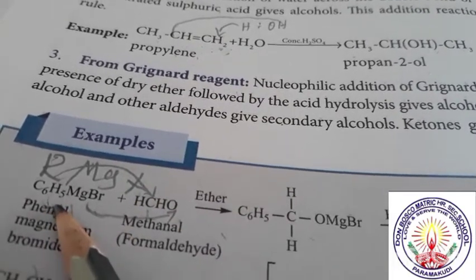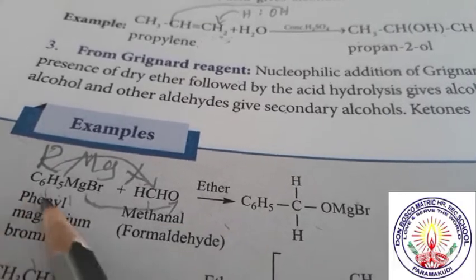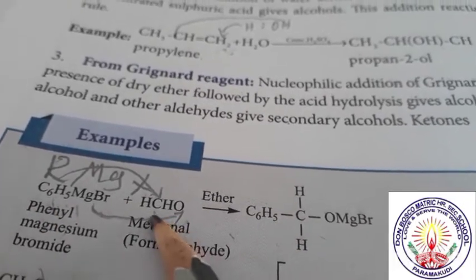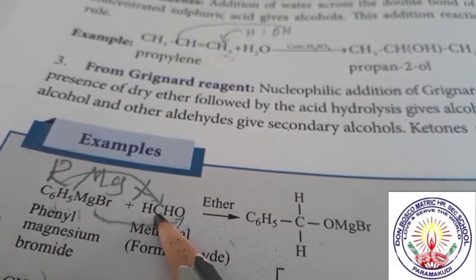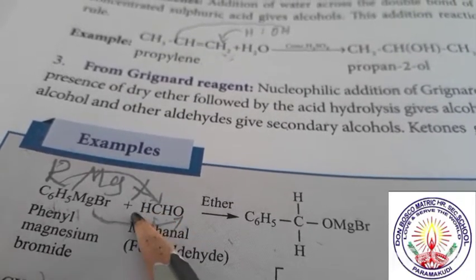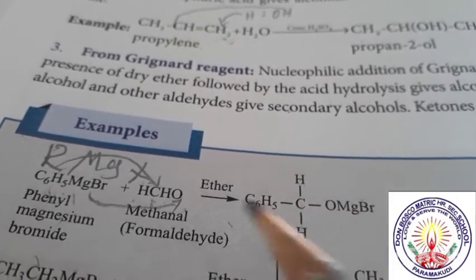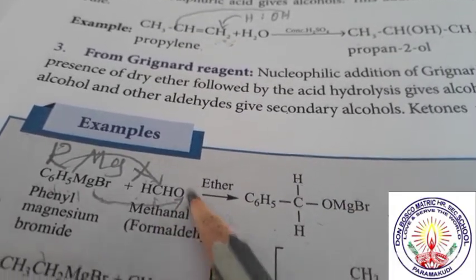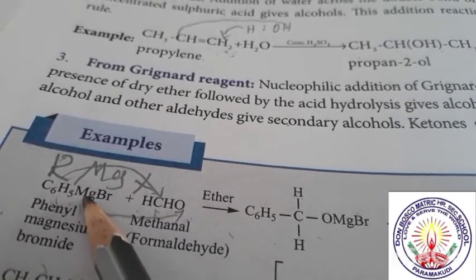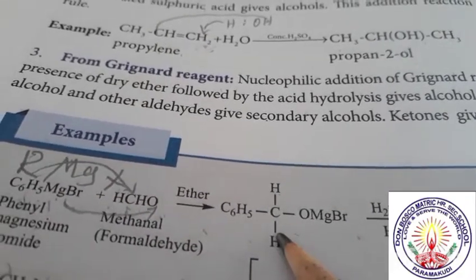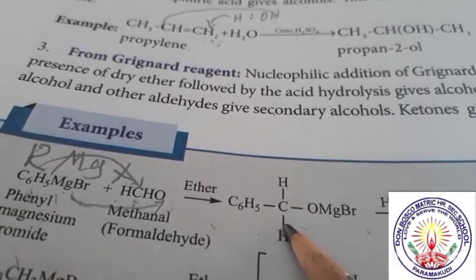Thus we are getting C6H5 phenyl and this carbon, the remaining is this hydrogen and this hydrogen. In the O, the O is attacked by MgBr, so OMgBr. So the first one is addition.